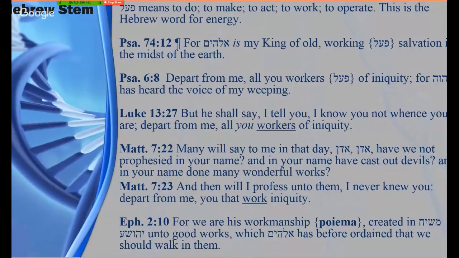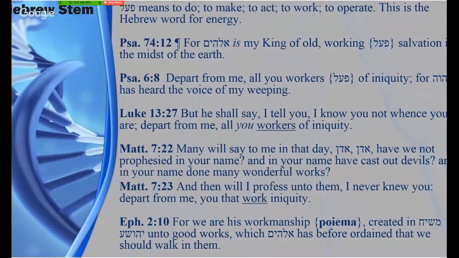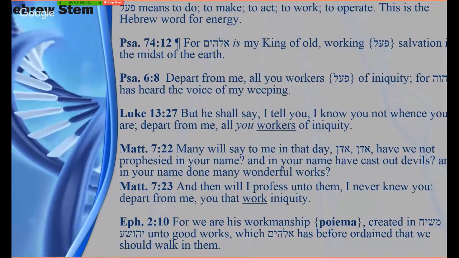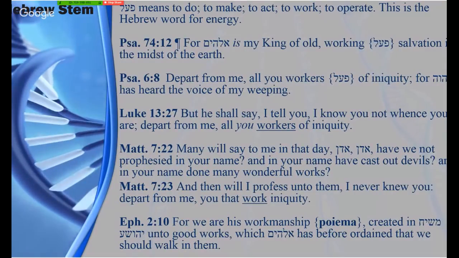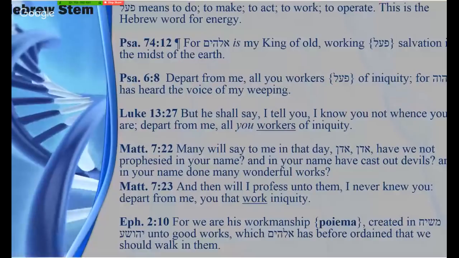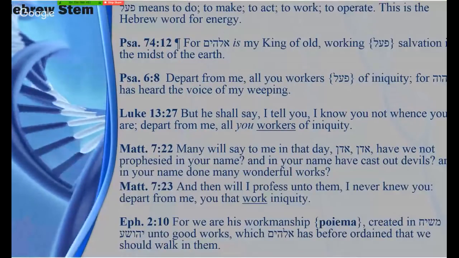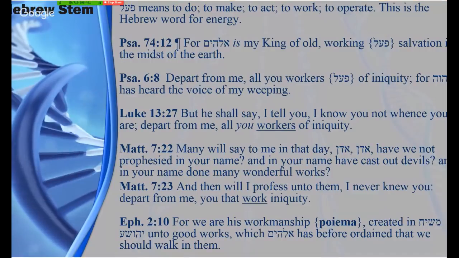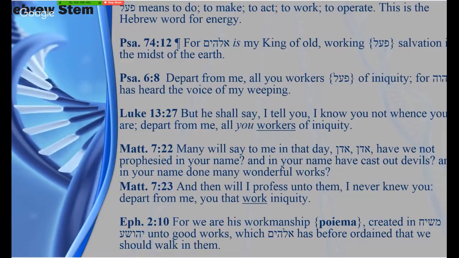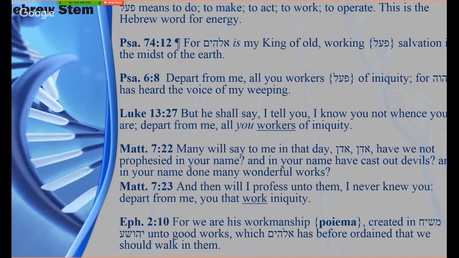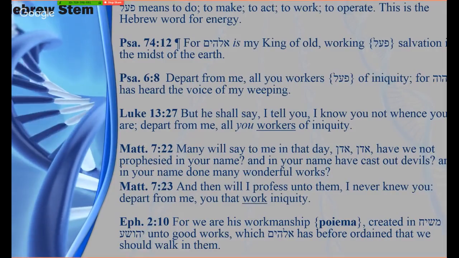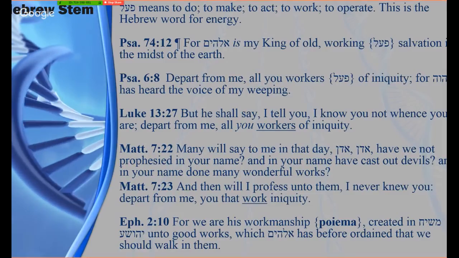I'll give some examples here. Psalms 74, verse 12 says, And Elohim is my king of old, pa'al, working salvation in the midst of the earth. When it says working salvation in the midst of the earth, that is you. We are the ones in the midst of the earth that he's trying to work with, right? It's an action. It's the word pa'al. Psalms 6 verse 8 says, Depart from me, all you workers, pa'al, of iniquity, for Yahuah has heard the voice of my weeping. Workers of iniquity, what is that? Those that are working and operating in iniquity.